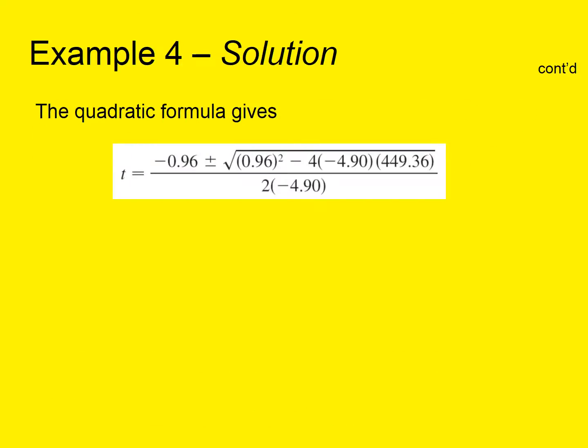Quadratic formula gives this. H was a quadratic function of t, and so we find the a, the b, and the c. The coefficient of the squared term, which is going to be the negative 4.9. The coefficient of the linear term, t to the first, which is the 0.96. And the constant in the expression, which is the 449.36. And calculate minus b plus or minus square root b squared minus 4ac all over 2a, and we get this.